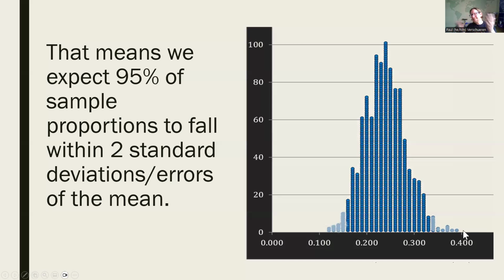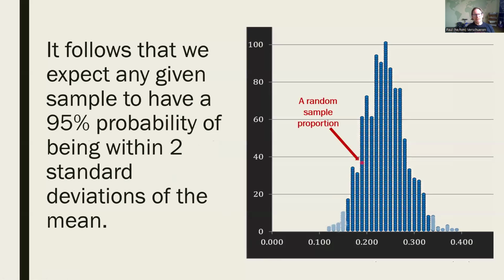What that's saying, similar to the Obama-Romney samples that we did in class, is you should never expect to see values too far from 0.24. And most of the time, you should see values very close to 0.24. So the two standard deviation rule would say 95% of these sample proportions should come back within 2 standard deviations of the mean, which in this case would be 0.24. It follows that we would expect any given sample to have a 95% probability of being within 2 standard deviations of the mean.